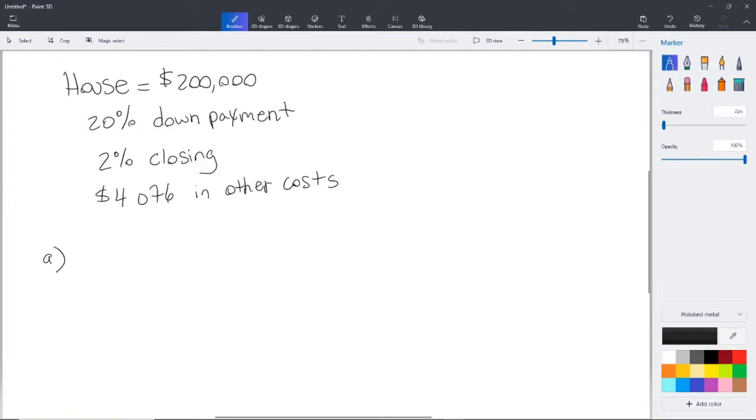It says, suppose you buy a house for $200,000. Your lender requires a 20% down payment and 2% points at closing. Sometimes they call it percentage points, sometimes just points. You know, in the biz, they call it points. They might say 2 points at closing. And other closing costs are $4,076. This might be for inspections or just property fees. There's lots of costs that they throw in there.